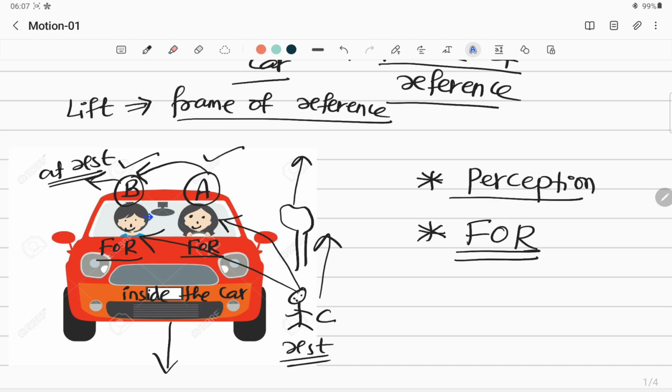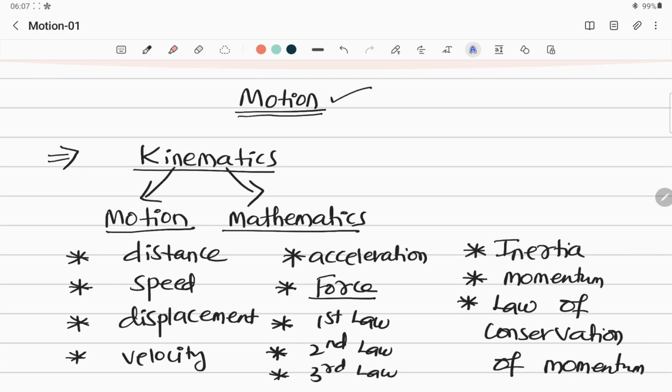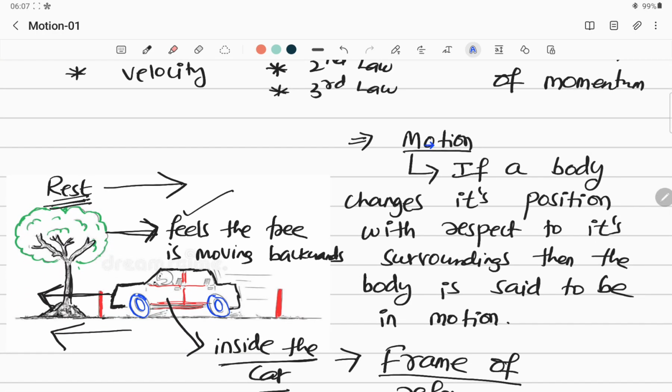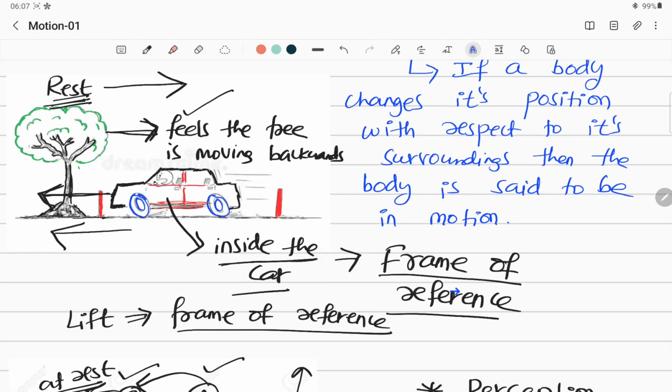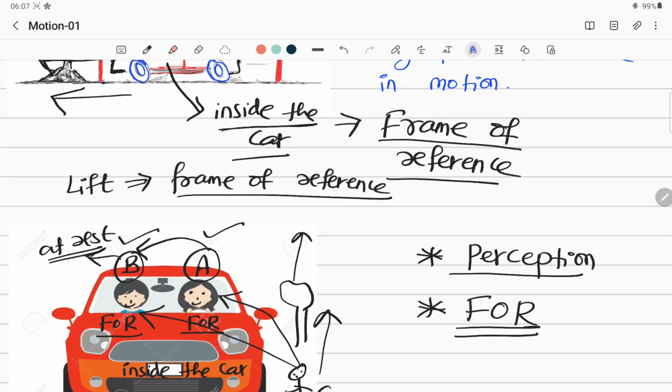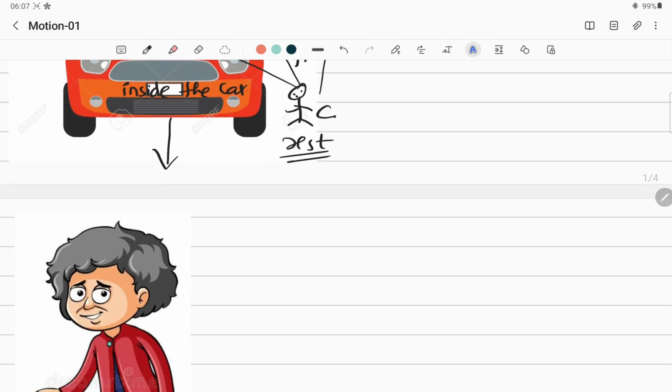Both of these will look at rest to each other because their frame of reference is the same. I think you got the idea about motion. What is motion? Motion is nothing but if a body changes its position with respect to its surroundings, then the body is said to be in motion. I have given you some examples here. You can find so many examples in your textbook also.